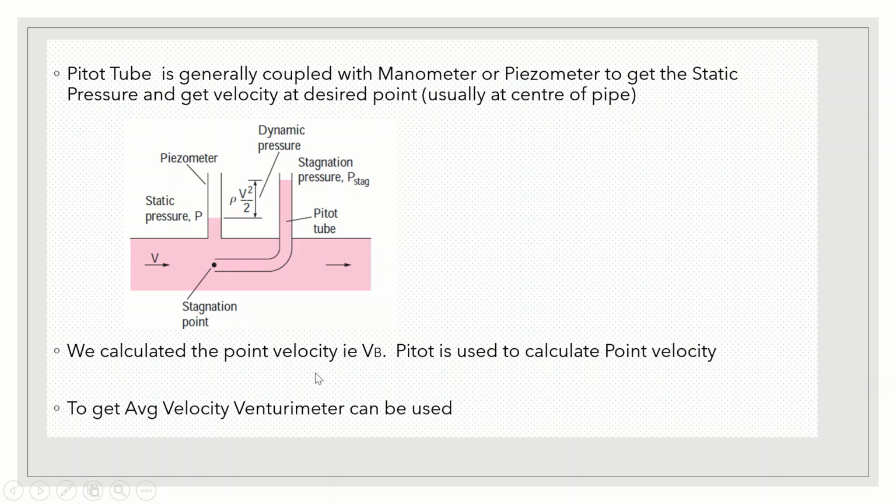So again, Pitot tube is used to calculate the point velocity, and it does not give the average velocity of the pipe. We are specifically talking about this particular streamline. To get the average velocity, we can use a venturimeter.